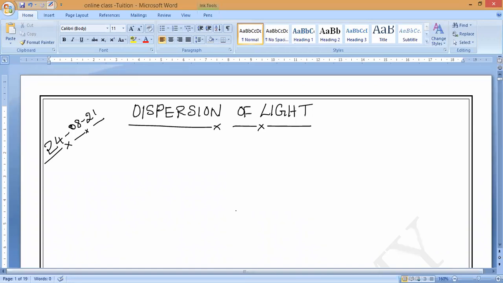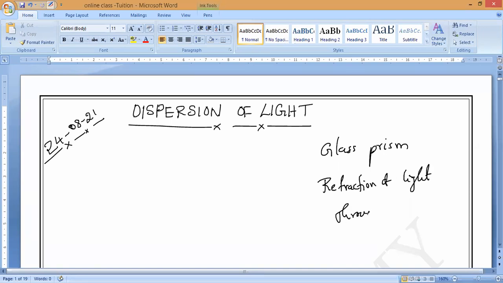So, as we know, in the last class we studied what a glass prism is. Is it yes, guys? Glass prism. Also, we studied what refraction of light is, refraction of light through the glass prism, and we concluded the relationship between the incident ray and the emergent ray in a glass slab as well as a glass prism. Is it yes or no, guys? Glass slab and glass prism.